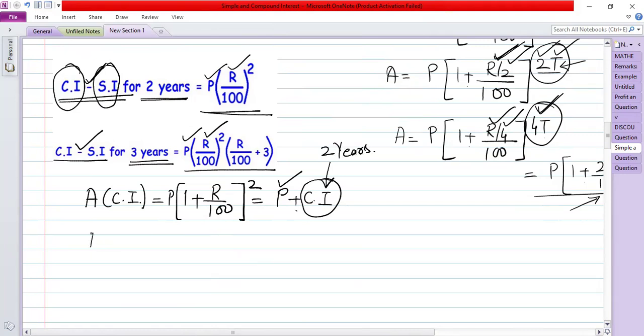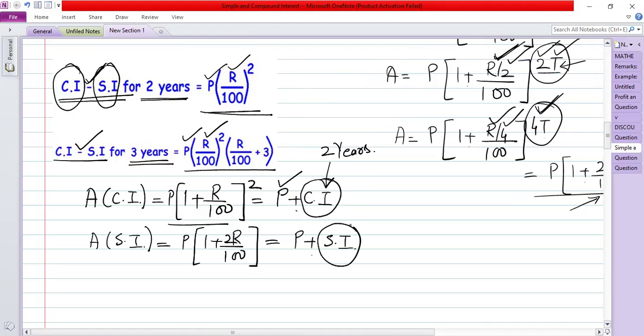And the amount, but if our interest is simple interest, that will be P(1 + 2R/100). Okay, so this I have just discussed. And obviously this will be P plus SI, simple interest. And obviously this simple interest will again be after 2 years.